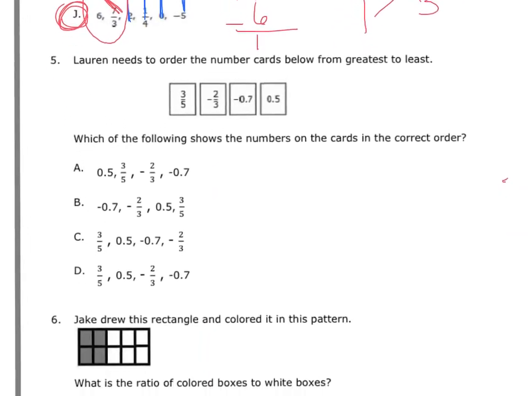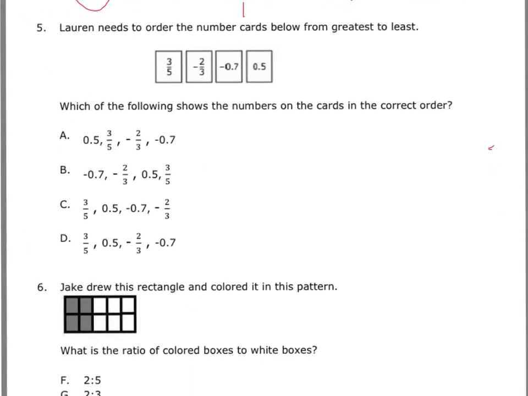Number 5, Laura needs to order the number cards below from greatest to least. Again, greatest to least. Which of the following shows the numbers on the cards in the correct order? Well, we can eliminate this one because why? The negative is first.